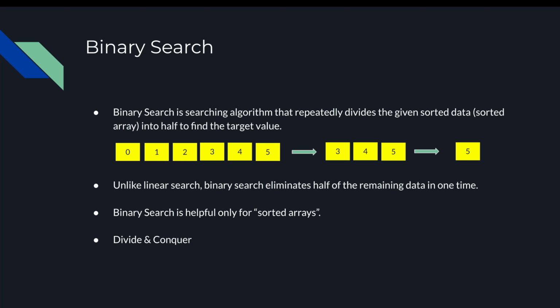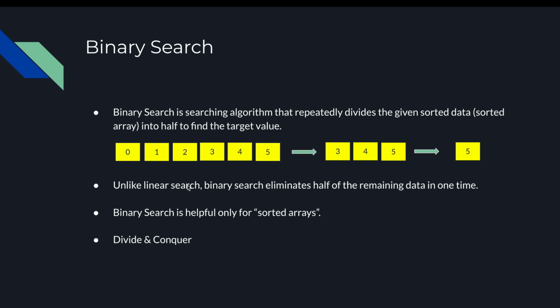In the binary search algorithm, we repeatedly divide the given sorted data or a sorted array into half to find our target value. Let's try to understand it with an example. As you can see, I have an array here that has 5 elements: 0, 1, 2, 3, 4 and 5. Now if I ask you to find 5 in this array using binary search, then your first step will be to find the middle index of this array and divide it into half. The middle index here will be 2.